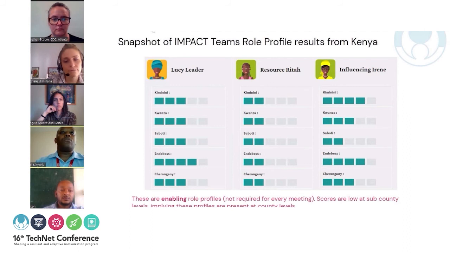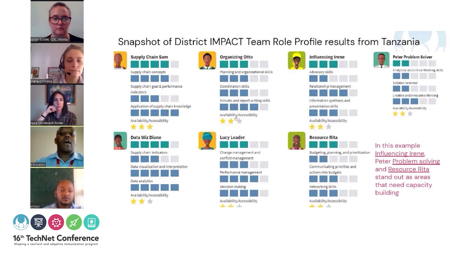We also rolled out the assessment in Tanzania. And in Tanzania, we noticed that there were some role profiles that required capacity building. And some of these role profiles that stood out include Influencing Irene, Peter Problem Solver, and also the Resource Reader.